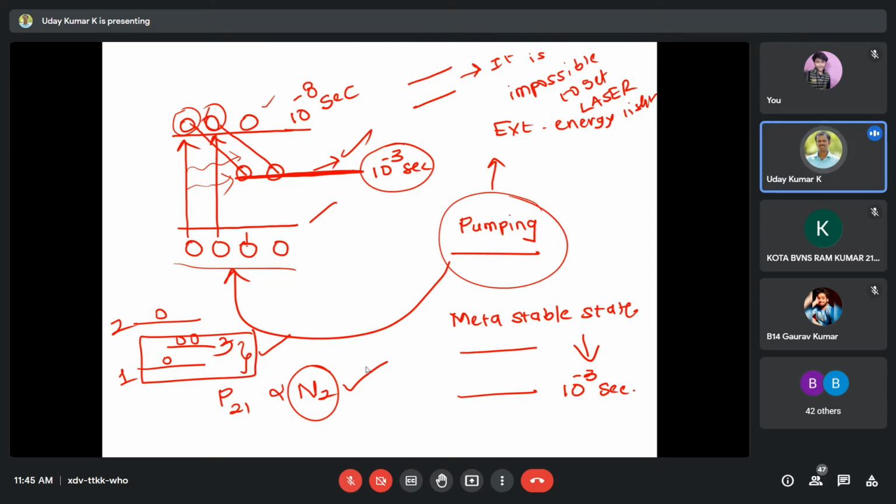Now the question you need to answer again: how do you get this third state, the metastable state? How do you get it? That is very important.